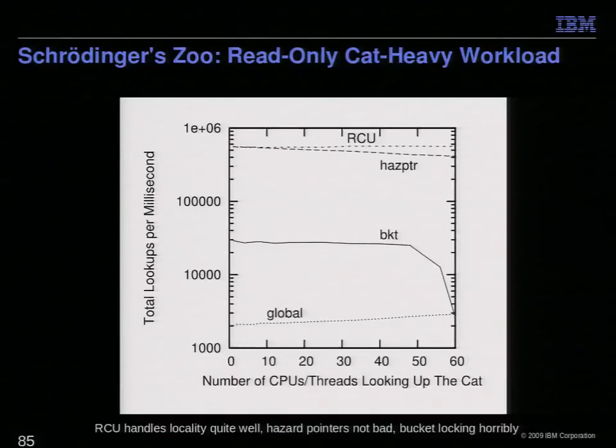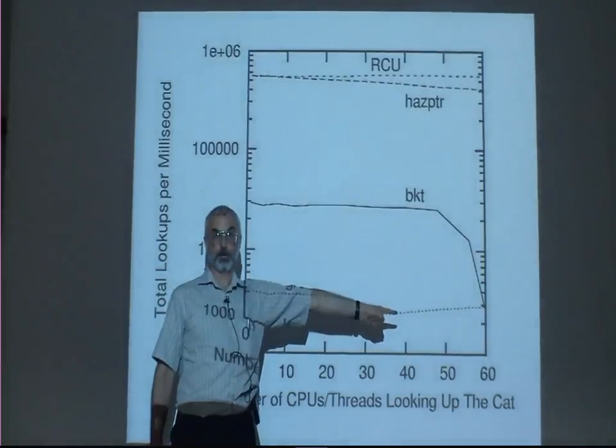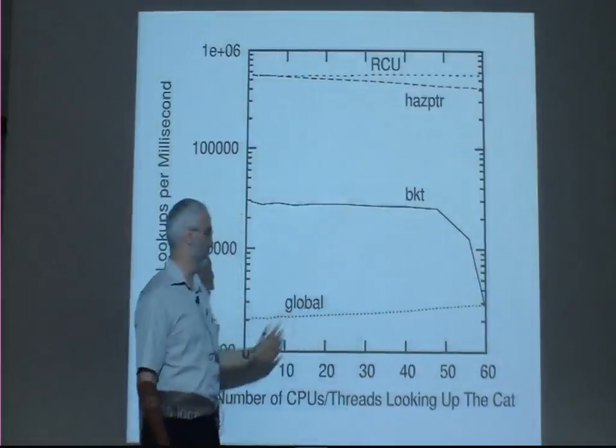The other thing, I said earlier there was a lot of interest in Schrodinger's cat. And per docket locking, so what we're doing here is we have 60 CPUs across, and we're varying the number of CPUs that are looking up the cat. So down here we just have random lookup. At the far end of the other side, everybody's looking up the cat and only the cat. And we just vary linearly through here.